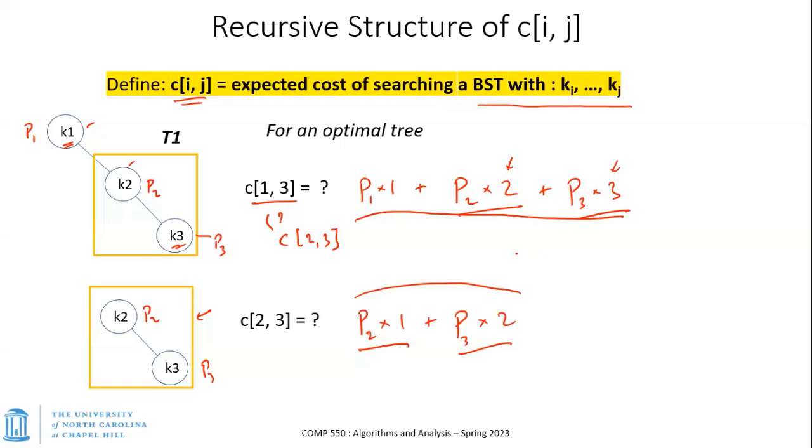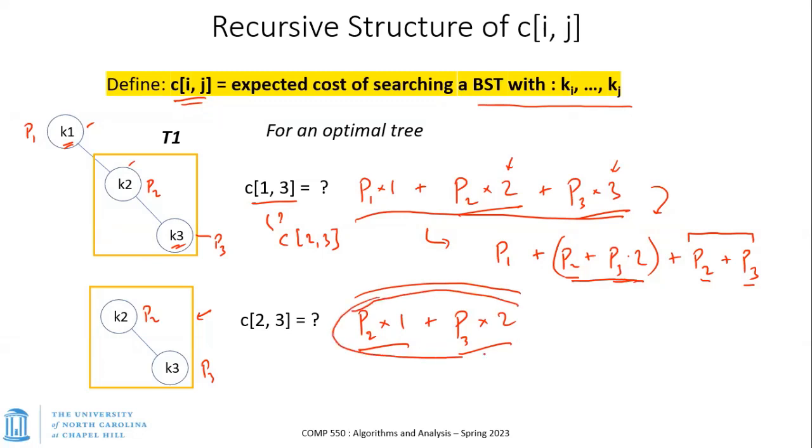So we could rewrite this as P1 plus P2 plus P3 times 2, plus another P2 plus another P3. So now you have P3 times 3 and P2 times 2. So these two are now equal. And now what you can see is that P2 plus P3 times 2 is exactly this portion.